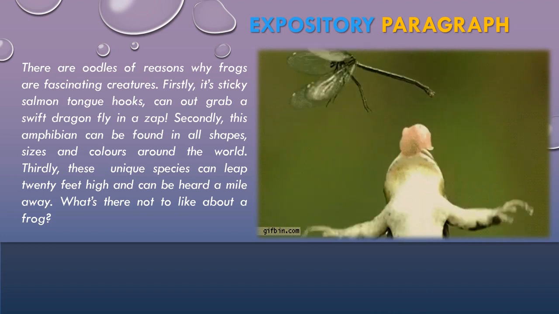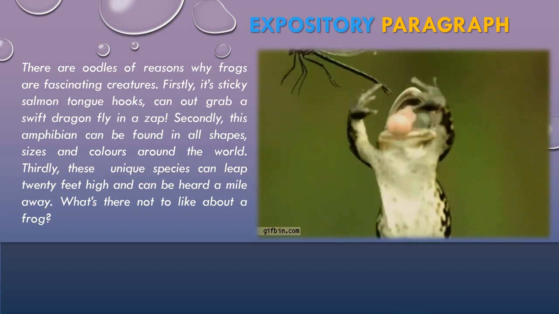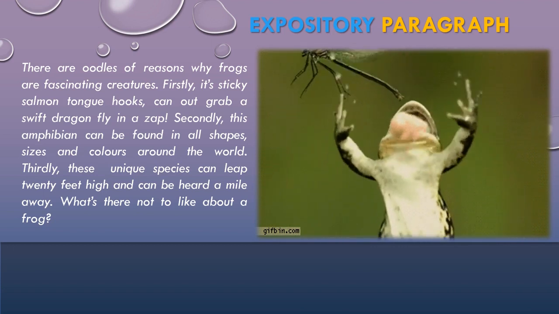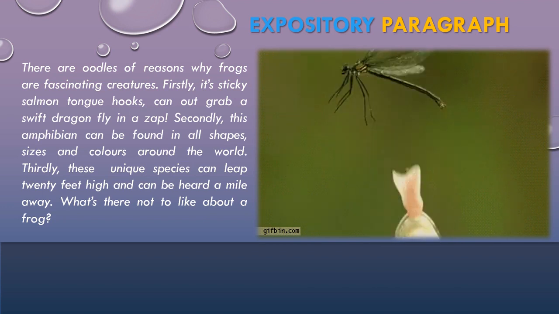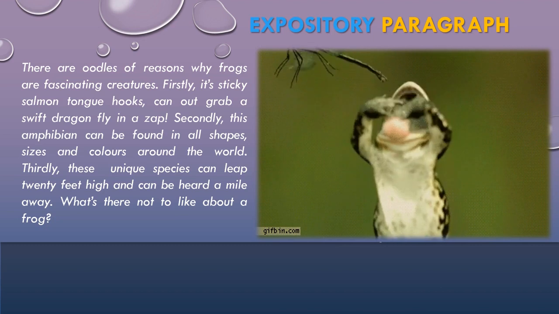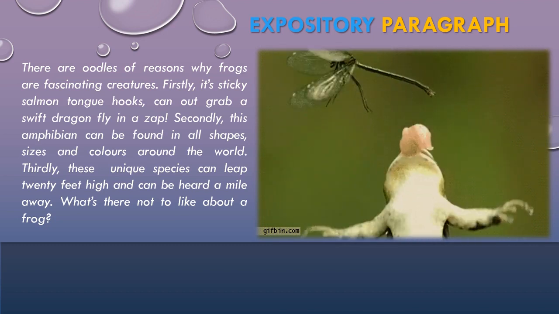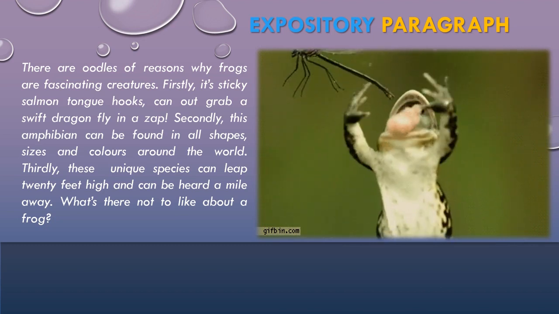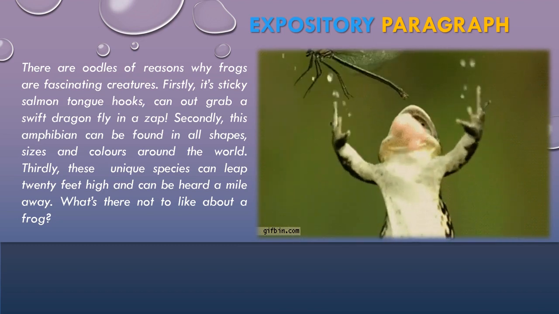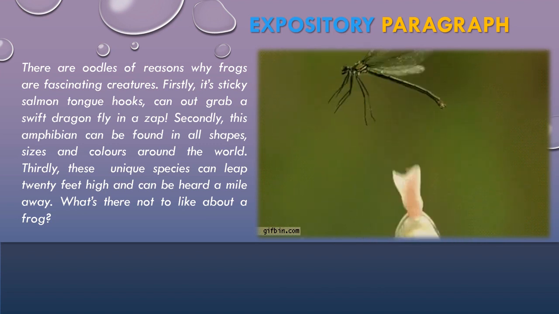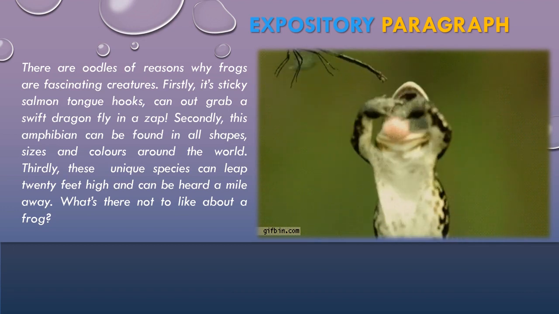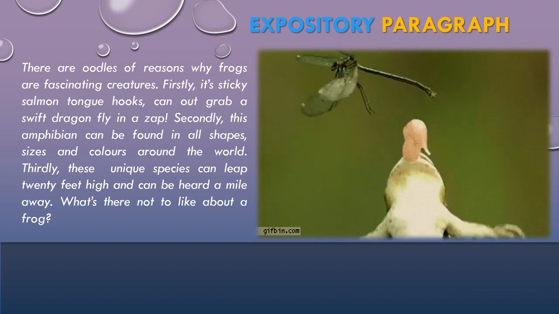There are oodles of reasons why frogs are fascinating creatures. Firstly, its sticky salmon tongue hooks can outgrab a swift dragonfly in a zap. Secondly, this amphibian can be found in all shapes, sizes, and colors around the world. Thirdly, these unique species can leap 20 feet high and can be heard a mile away. What's there not to like about a frog?